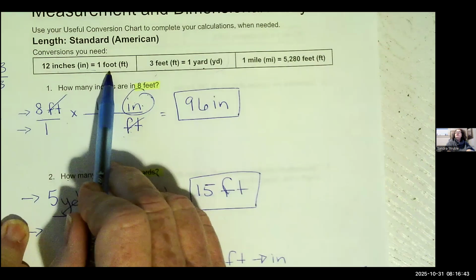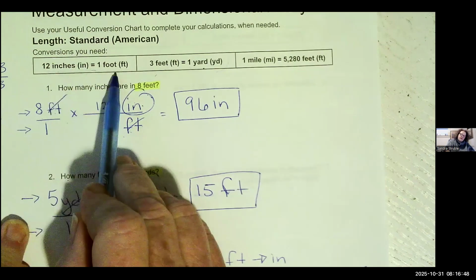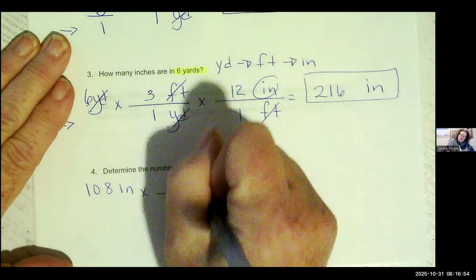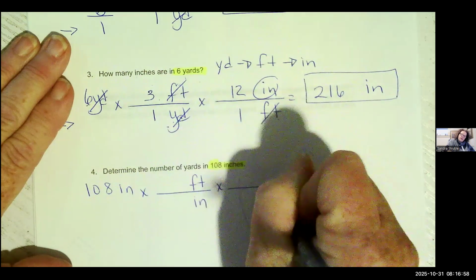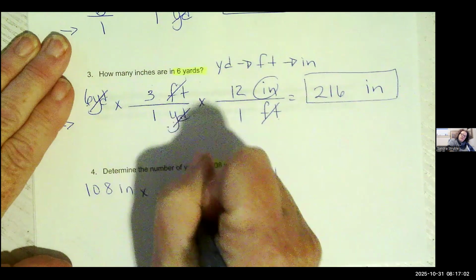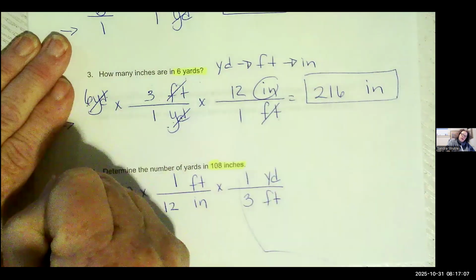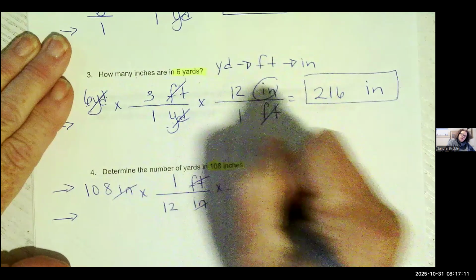So inches to foot and then feet to yards. That's what we're going to have to do here. So inches, I don't want. I need to go to feet. I don't want feet. I want yards. There are 12 inches in 1 foot, 3 feet in 1 yard. Multiplying straight across the top and straight across the bottom. My inches are gone. My feet are gone. I'm left with yards. Sweet.